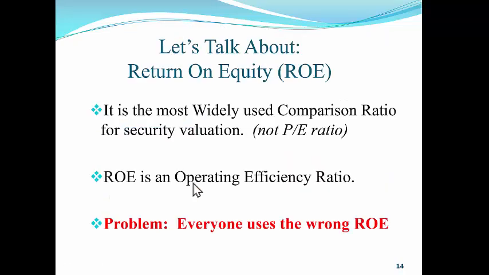Most widely used comparison ratio for security valuation, not the PE ratio. Do not get me started on the PE ratio. That's a whole other video, and it's in my book, and it will be a whole chapter in the next issue of the book that I write. Now, the ROE is an operating efficiency ratio, or we think of it that way. Problem is, everybody uses the wrong return on equity. They use traditional accounting return on equity.